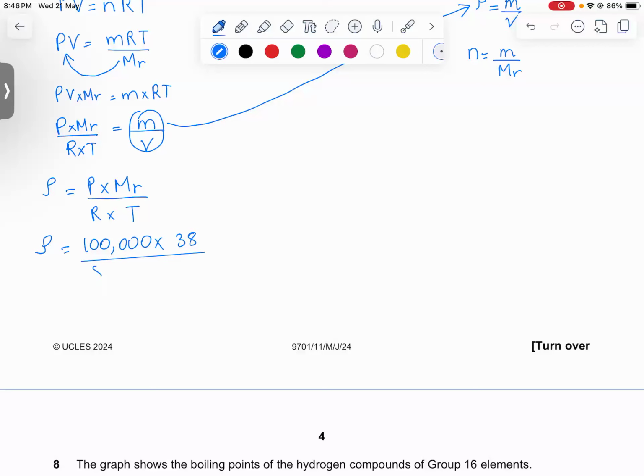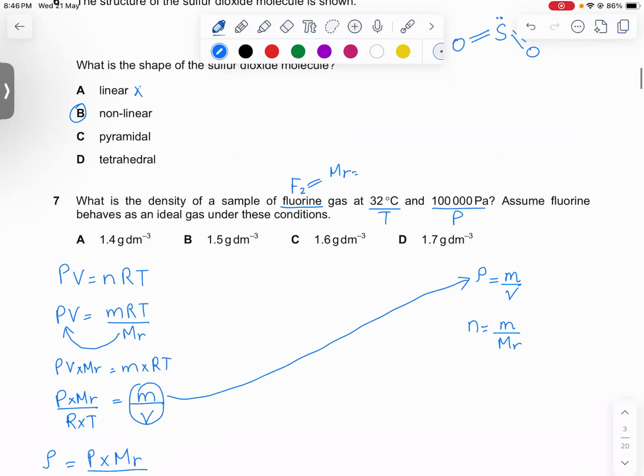The value of R is 8.31. If you sometimes forget, then what you need to do is just go and check it at the end. The value of R is also given in the question paper as well. And temperature is given as 32 degrees. You have to convert it into kelvins.